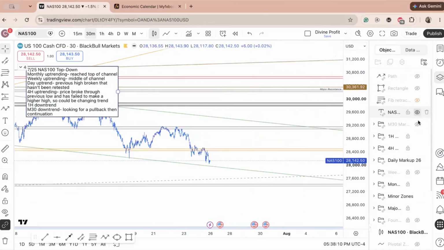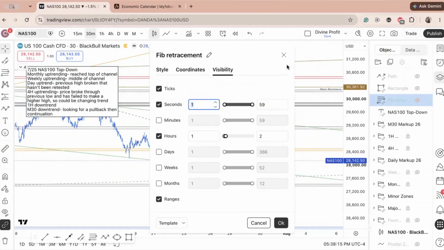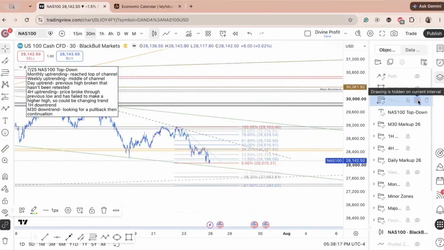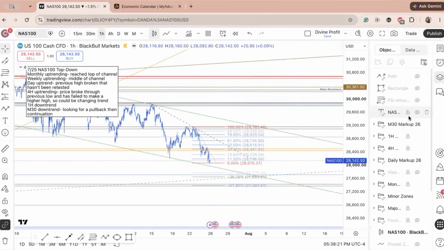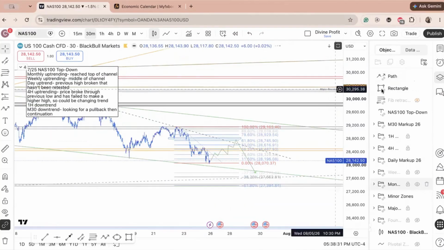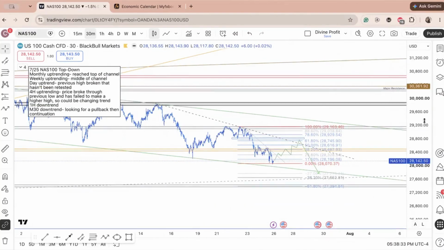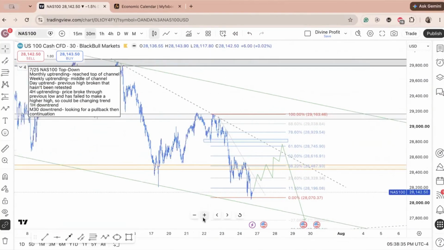So 30 minute, I did get a little bit more detail. Which time frame did I have this one? Oh, okay. Sorry, I'm just trying to remember what I had drawn out because I knew I had it marked up.